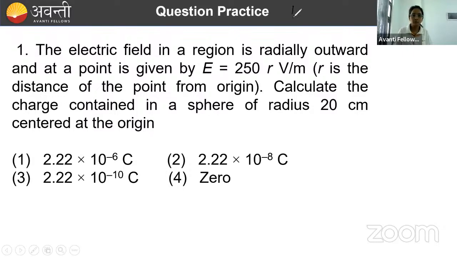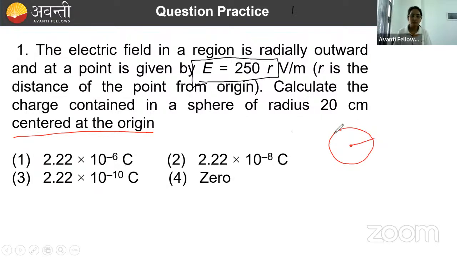I hope you all must have read the question at least. The question is: electric field in a region is radially outward and at a point is given by E equal to 250 r, where r is the position vector. Calculate the charge contained in a sphere of radius 20 centimeter centered at the origin. Its center is at the origin.